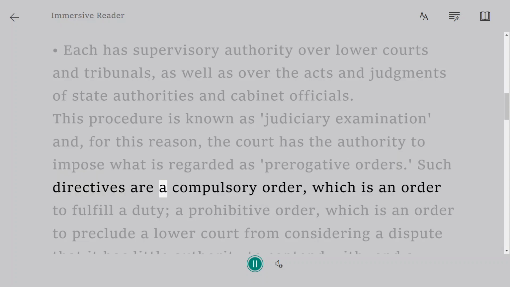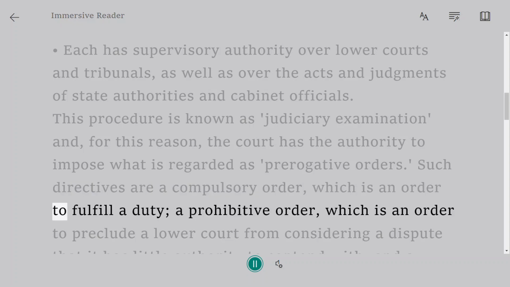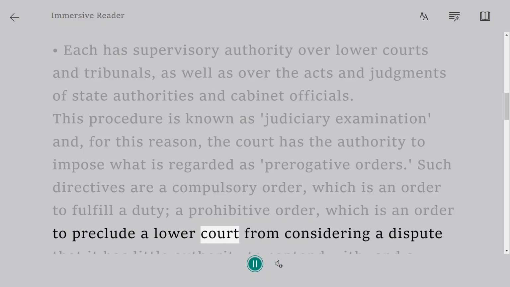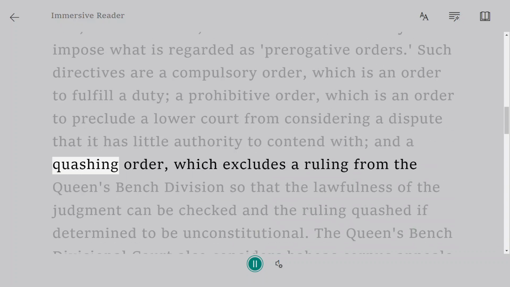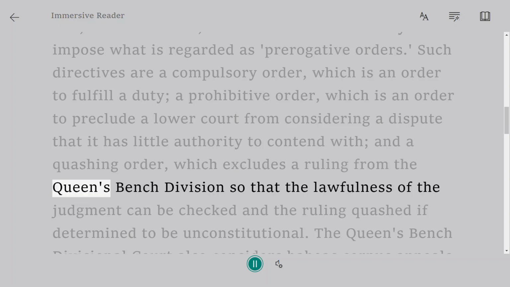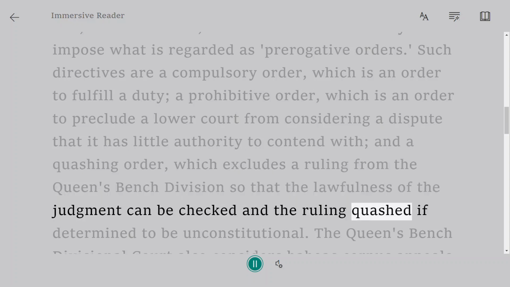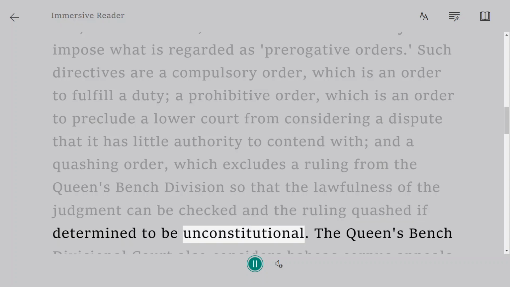Such directives are a compulsory order, which is an order to fulfill a duty, a prohibitive order, which is an order to preclude a lower court from considering a dispute that it has little authority to contend with, and a quashing order, which excludes a ruling from the Queen's Bench Division so that the lawfulness of the judgment can be checked and the ruling quashed if determined to be unconstitutional.